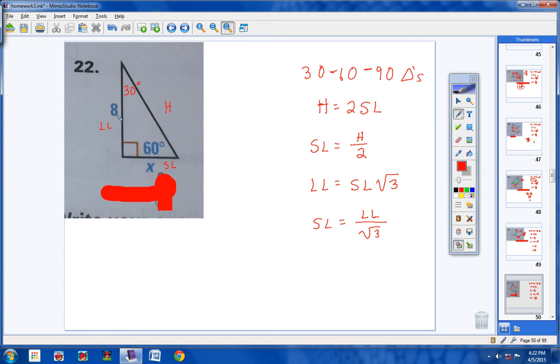So the longer leg is 8. We're trying to find the shorter leg, correct? So we put 8 right here for the longer leg. So the shorter leg is 8 divided by square root of 3.